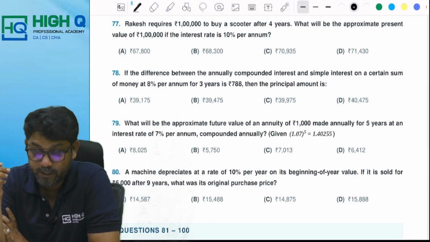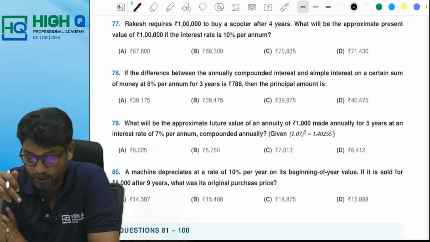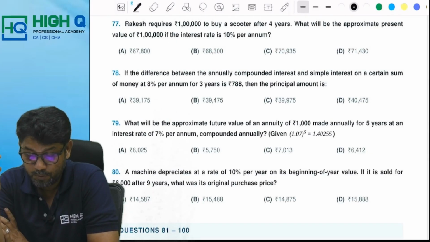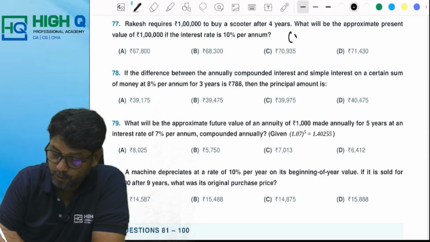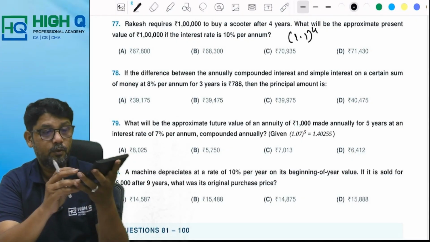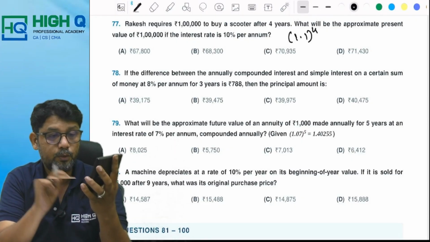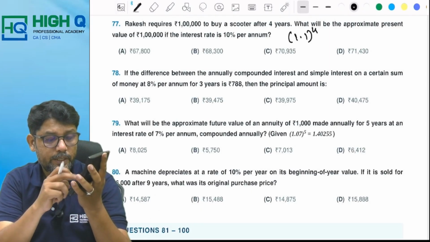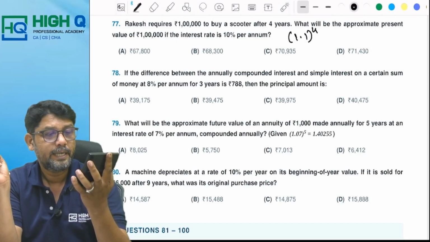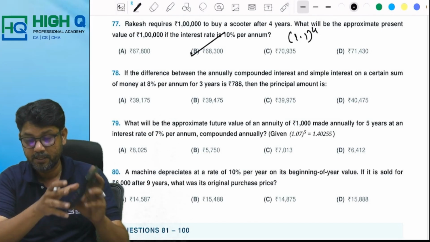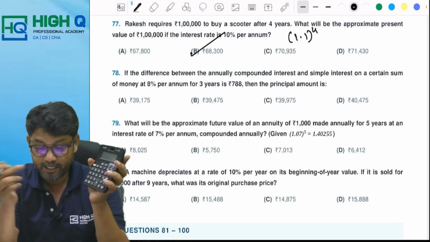Next. Rakesh requires 1 lakh to buy a scooter after 4 years. So he wants to buy the scooter after 4 years, not today. What will be the approximate present value of 1 lakh if the interest rate is 10% per annum? Which is nothing but 1.1 whole power 4. Simply find 1.1 to the power 4, divided into 1 lakh. I get 68,301, approximately 68,300.